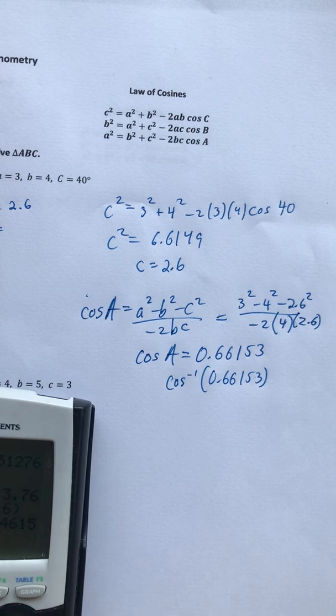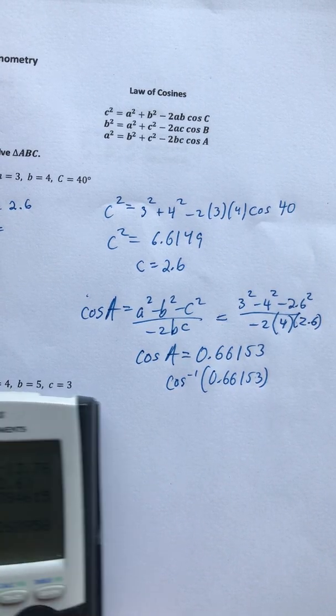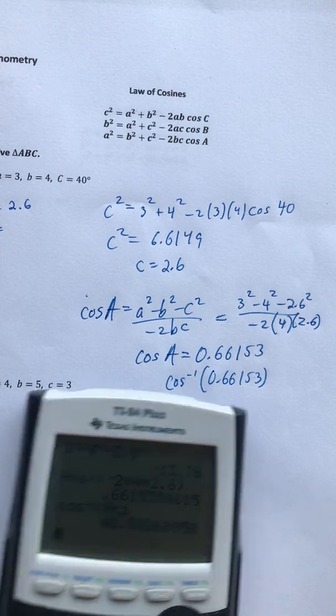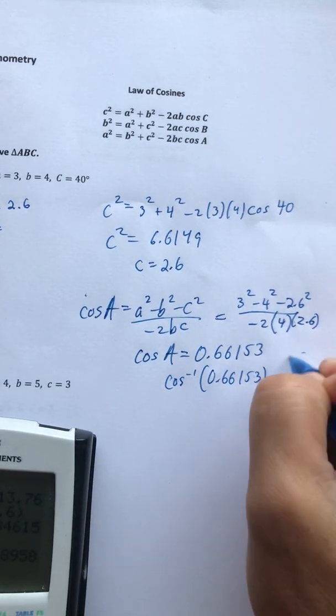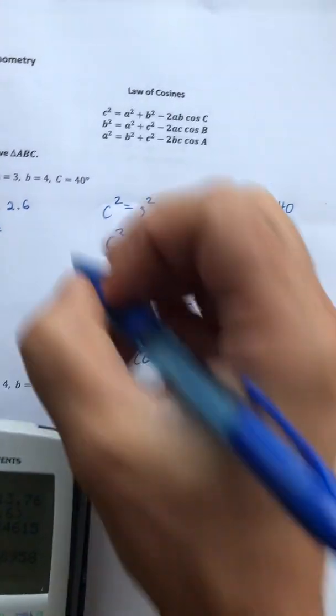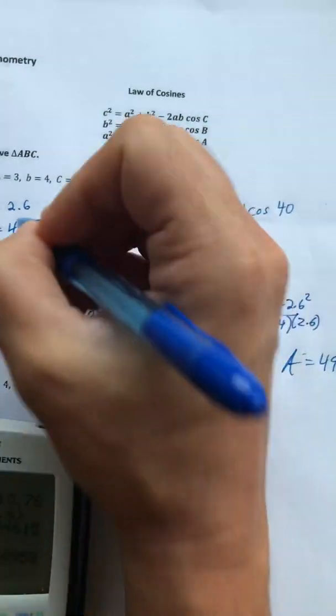And now again, to find the actual angle A, I'm going to do inverse cosine of this decimal. So second cosine, second answer. Remember, I'm rounding to the nearest angle, so that's going to be 49 degrees. So angle A is 49 degrees.